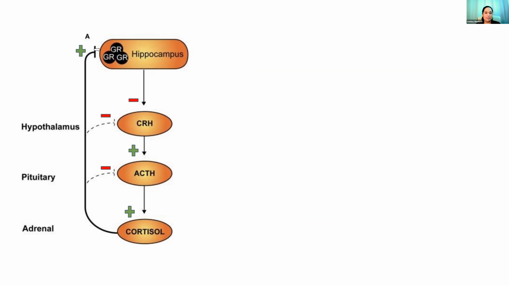And remember, we talked about the hippocampus as being the place in your brain that makes memories. It's intimately involved in memory formation. But what happens is cortisol binds to glucocorticoid receptors in your hippocampus. And then the hippocampus shuts off the HPA axis.